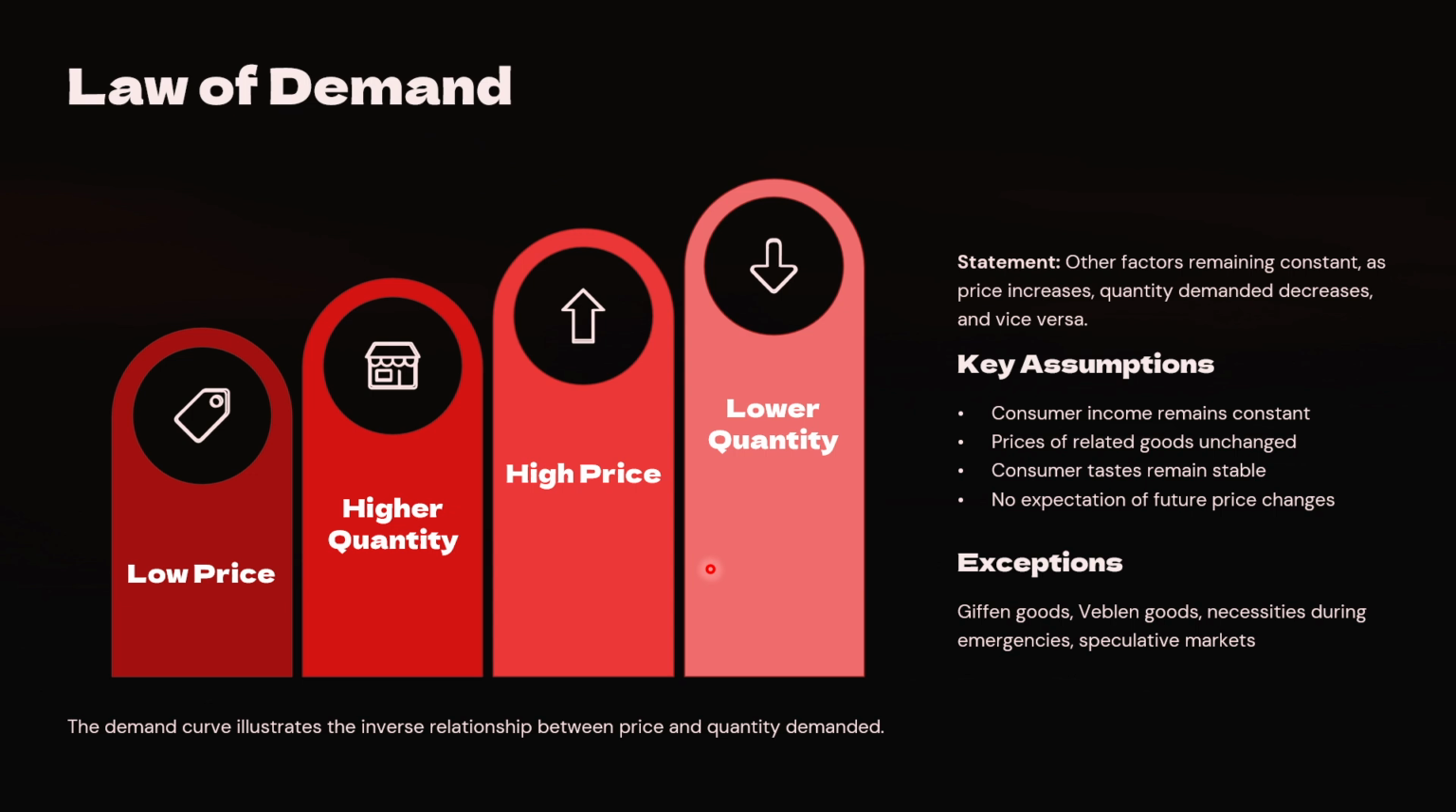And the key assumptions are that consumer income remains constant, the prices of related goods are unchanged, consumer taste remains stable, and there is no expectation of future price changes. The exceptions are Giffen goods, Veblen goods, necessities during an emergency, and speculative markets. These are the law of demand. Just remember: low price, high quantity demanded; high price, low quantity demanded.